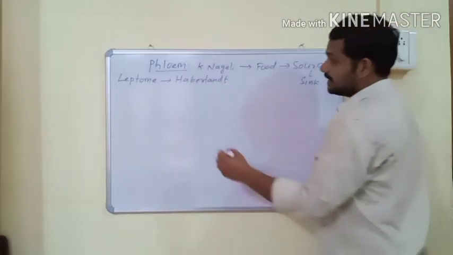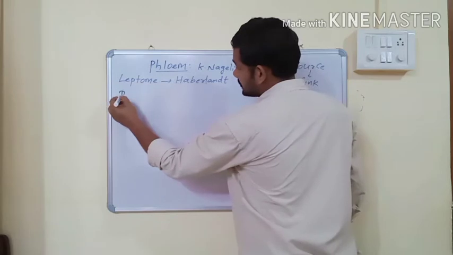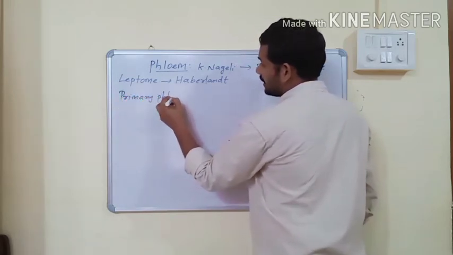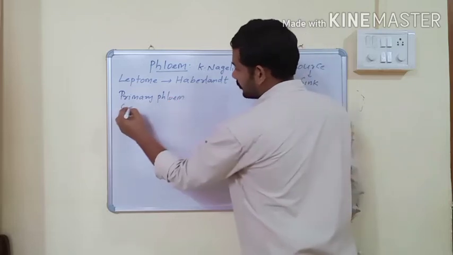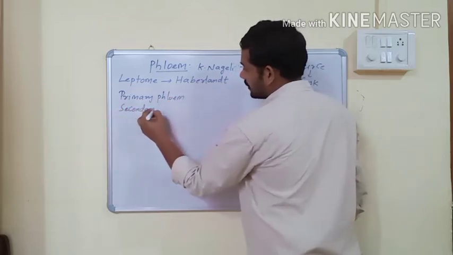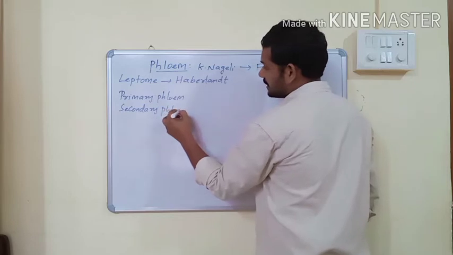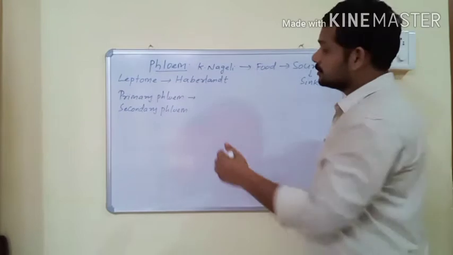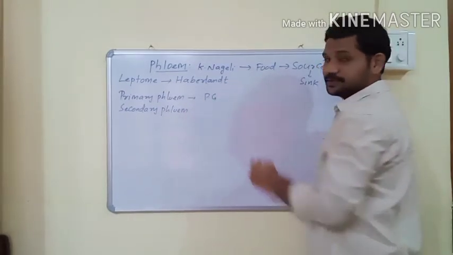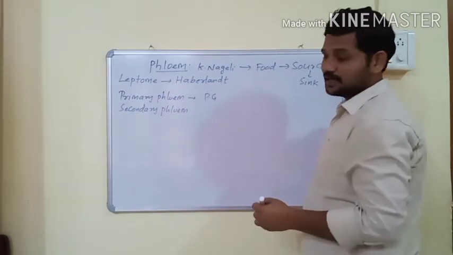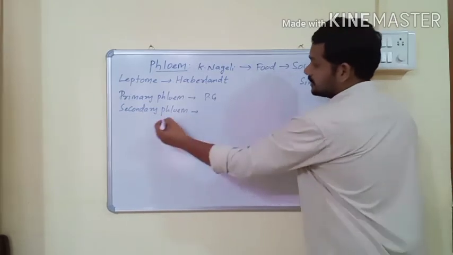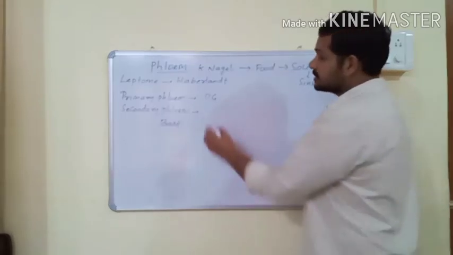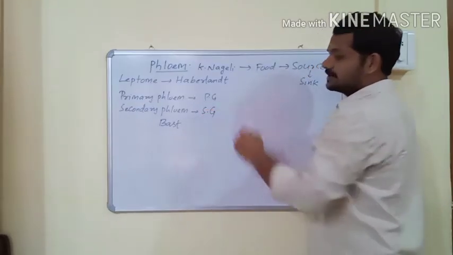And the phloem is of two types: primary phloem and secondary phloem. Primary phloem usually originates during primary growth of the plant body. And secondary phloem is also known as bast, and usually it originates during secondary growth.